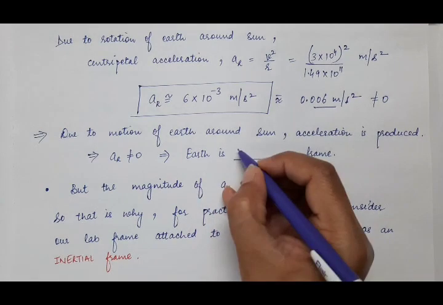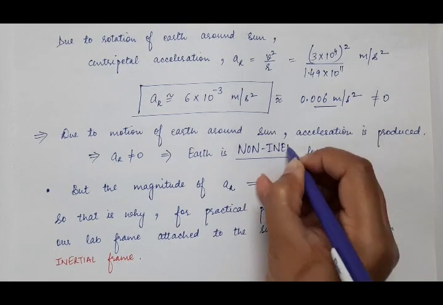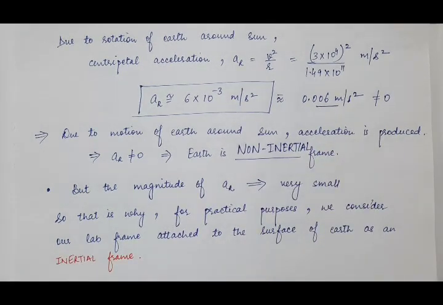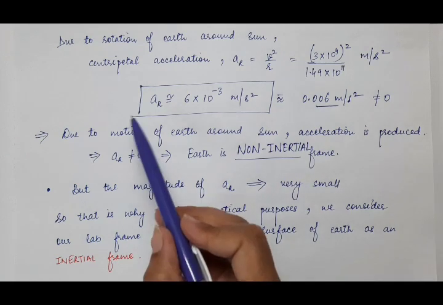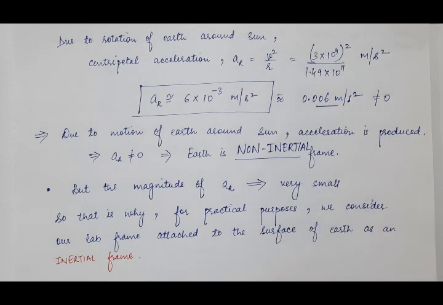It means Earth is a non-inertial frame. Why is Earth a non-inertial frame? Because all those frames are inertial whose acceleration is 0. We have already studied in the first lecture, in the introduction of this chapter, that all those frames having 0 acceleration, which are unaccelerated, are inertial frames. So here acceleration comes out to be non-zero. It means Earth is a non-inertial frame.